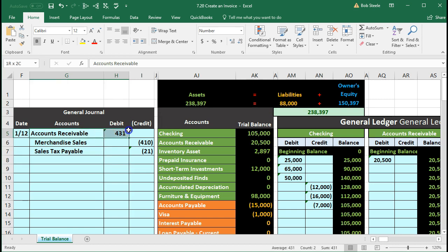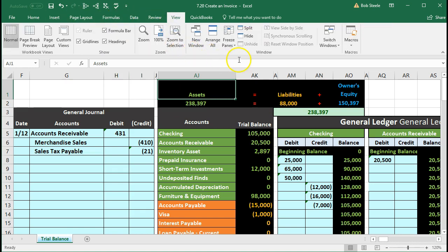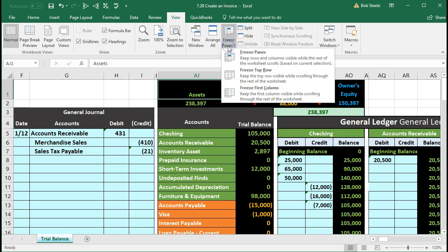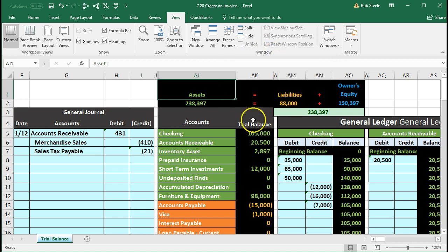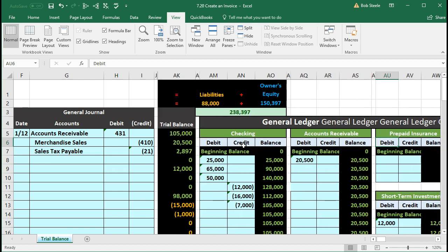We're going to say here's the accounts receivable. We're going to post that to the accounts receivable account, which is the second account on the trial balance and therefore the second account on the general ledger. I'm going to go ahead and freeze the panes first. So we'll put our cursor in AJ1. We're going to go to the View tab up top. We're going to go to the Windows group and select the Freeze Panes item and select the first item, which is Freeze Panes. Then we'll scroll over to the Accounts Receivable, and here it is.